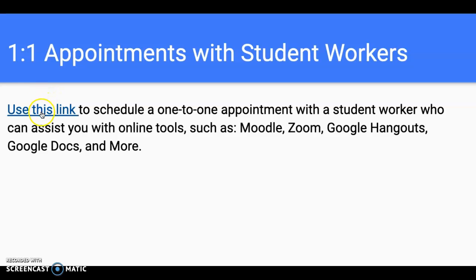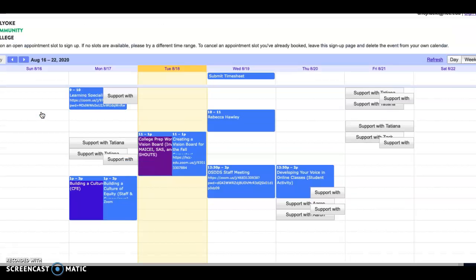So if I want to make an appointment, I click this link, and it's opening me up to a calendar. What you want to look for is all these things that say support with. So support with Tatiana, support with Aaron. There are students named Zach in here. You click on the time and the day you want, and when you select that appointment date, they're going to get in touch with you and confirm the appointment.